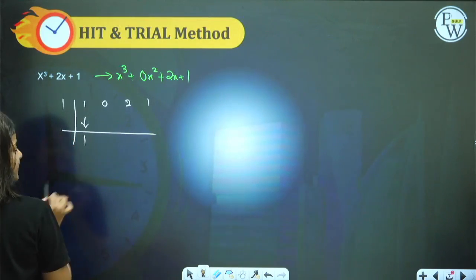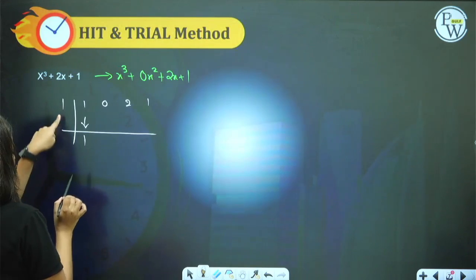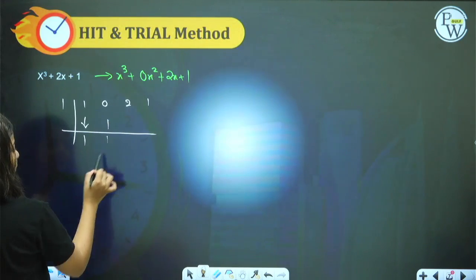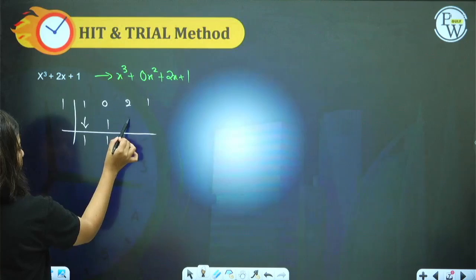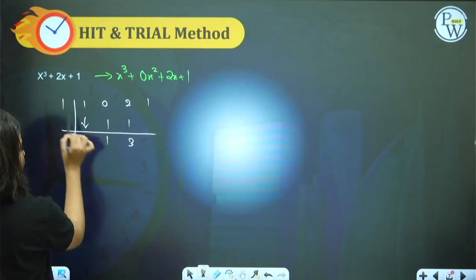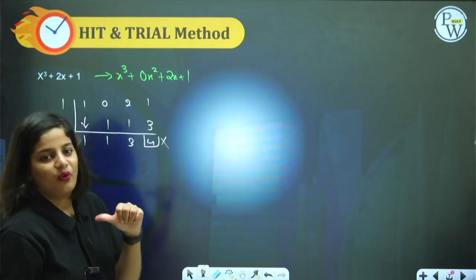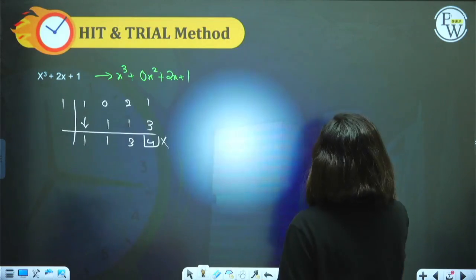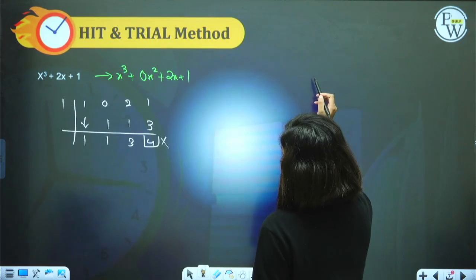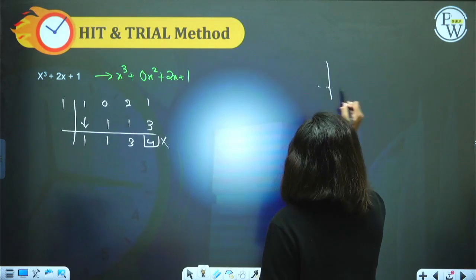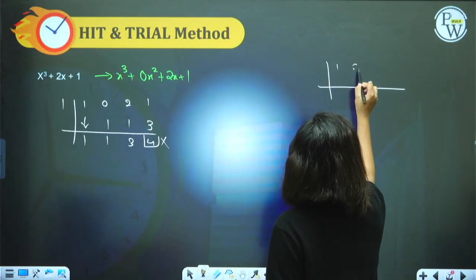Bring this 1 as it is down. Cross multiply. 1 1s are 1. 0 plus 1, 1. Cross, 1 1s are 1. 2 plus 1, 3. Cross multiply. 1 3s are 3. 1 plus 3, 4. No, it's wrong. Try something else. If you don't get anything by this method, then leave it.